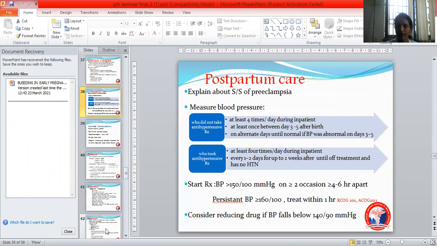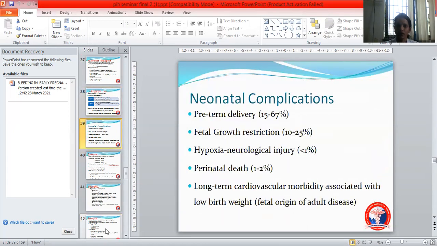So the postpartum care, again, blood pressure has to be measured at least 4 times per day during the inpatient care. And then we have to make sure that blood pressure is seen once between day 3 to day 5. Again, we have to call the patient after 12 weeks to make sure that BP has come back to normal. Only then it is gestational hypertension. Otherwise, it will be chronic hypertension. So the neonatal complications that are expected will be preterm delivery, fetal IUGR, hypoxic neurological injury, perinatal death, and long-term cardiovascular morbidity associated with low birth weight.